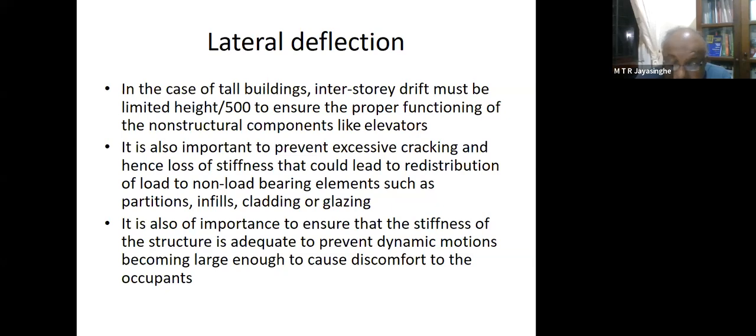So when you look at that, you can see in the middle part of the building, you can get the highest interstory drift, the drift between two consecutive floors. And you must look for that and ensure that it is less than height over 100. So then I can again look into another matter.